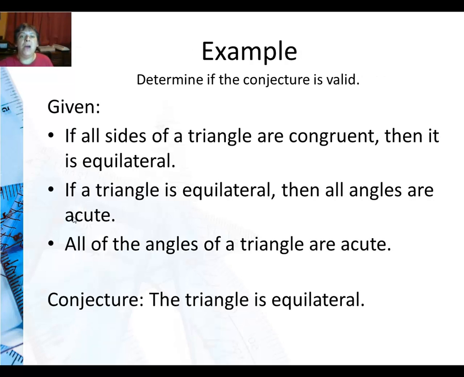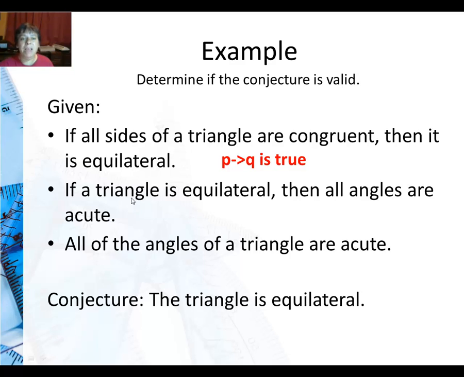Now, how are we going to determine if a conjecture is valid? You can use this law of syllogism. And remember that if anything is given, it is assumed to be true. So in this example, it is given that if all sides of a triangle are congruent, then it is equilateral. So one of the things I'm going to do is identify the P and the Q here. So it's saying this statement, if all sides of a triangle are congruent, then equilateral, is true. If sides are congruent, equilateral is true.